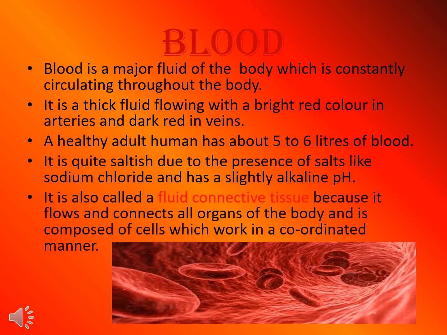Coming to blood. Blood is a major fluid of the body which is constantly circulating throughout the body. It's a thick fluid flowing with a bright red color in the arteries and dark red in veins. See, there's actually a convention. Most of us, whenever we see circulatory system diagrams, see the veins shown in blue color and the arteries shown in red color. People tend to get confused about the color of blood flowing in veins. See, the color of blood flowing in veins is definitely not blue just because it's shown in blue. It's just a convention that we follow, that's all, to show deoxygenated blood.